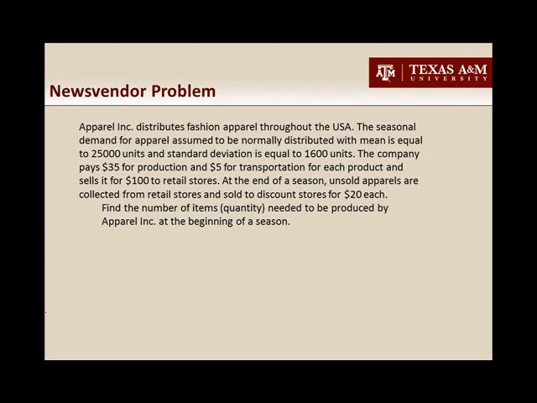Here's a problem that we can practice. We are looking at a fashion company selling a certain product, and let me identify the available information. There is a demand, the mean is 25,000, the standard deviation is 1,600, and the company pays $35 for production and $5 for transportation. So the cost per product is 35 plus 5, that is $40, and it sells it for $100. So the price is $100.